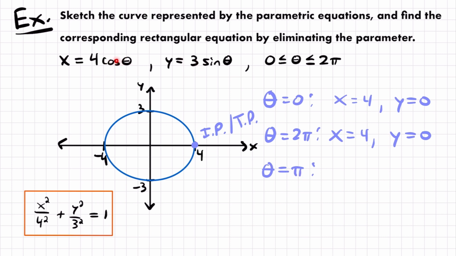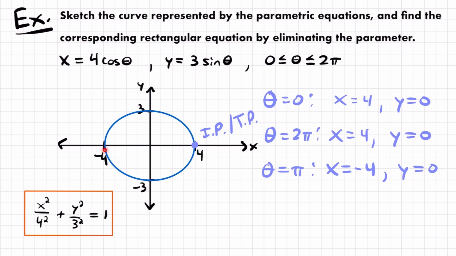Cosine of pi is equal to -1, so we have -1 times 4, which gives us that x is equal to -4. And then if we plug pi into this equation, sine of pi is equal to 0, and so 0 times 3 is 0. So now we're going to have y is equal to 0 again. And so let's plot this point. We have x equals -4 and y equals 0. So that will be the coordinate point -4, 0. And that will take us to this point right here, right?